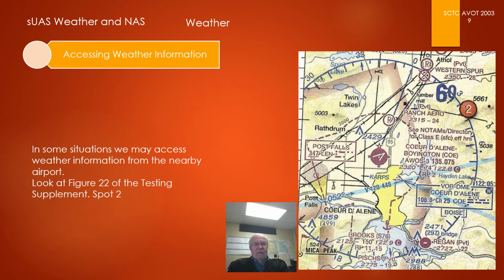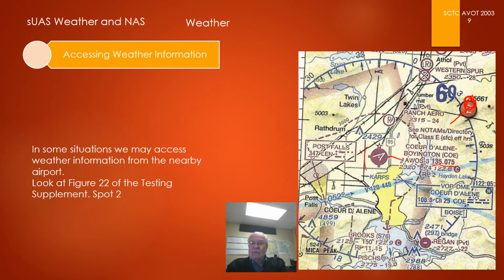Go to figure 22 of the testing supplement, spot number 2, and the question will read something like, where would you get the local weather? And what they're suggesting here is to look for the AWOS frequency. Let's see, what color shall I use? I'll use red. All right, so we find the box associated. Say we're up here at the number 2, by the way. They may be asking you that. You may look down here and you see AWOS frequency 135.075. That's the AWOS, Automated Weather Observation System.